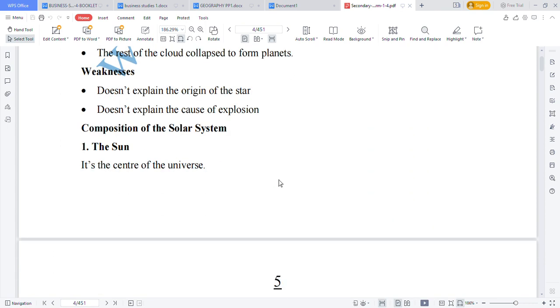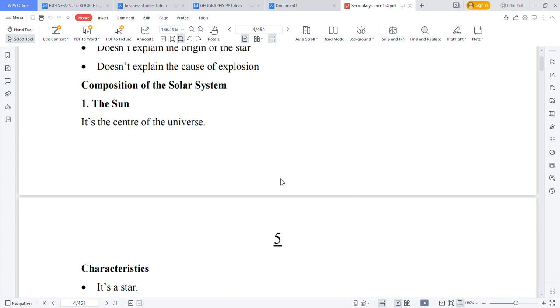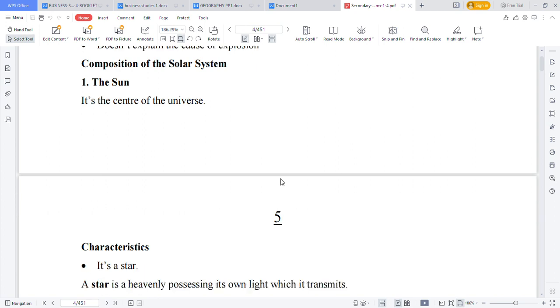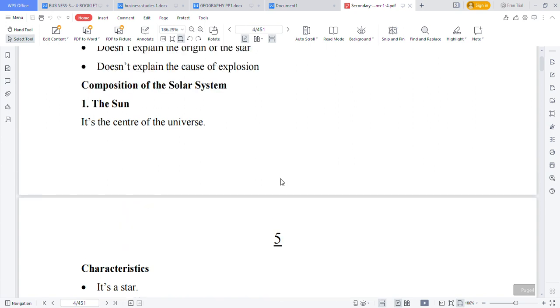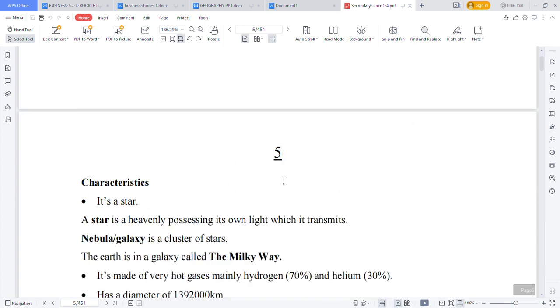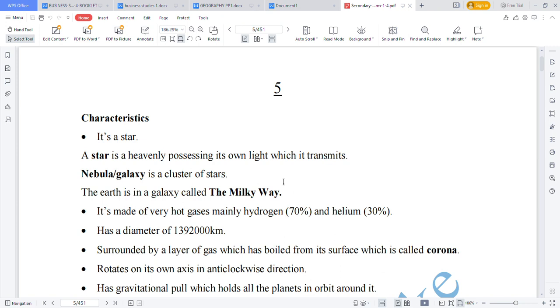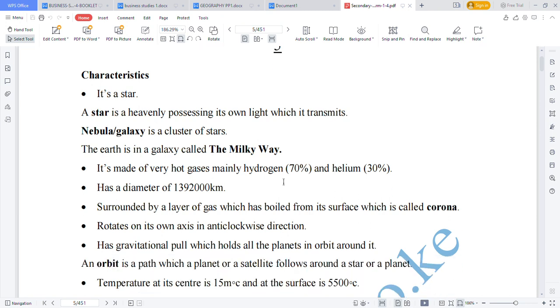So what are the compositions of the solar system? The first one is the sun. The sun is the center of the universe. Characteristics of the sun: it is a star. What is a star? A star is a body possessing its own light, which it transmits.